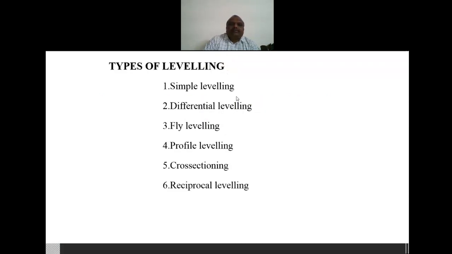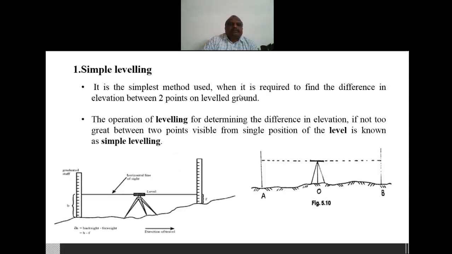Today's session will discuss types of leveling. There are various types of leveling. Number one is simple leveling, differential leveling, fly leveling, profile leveling, cross sectioning, and the last one is reciprocal leveling. We will discuss one by one. The first one is simple leveling.